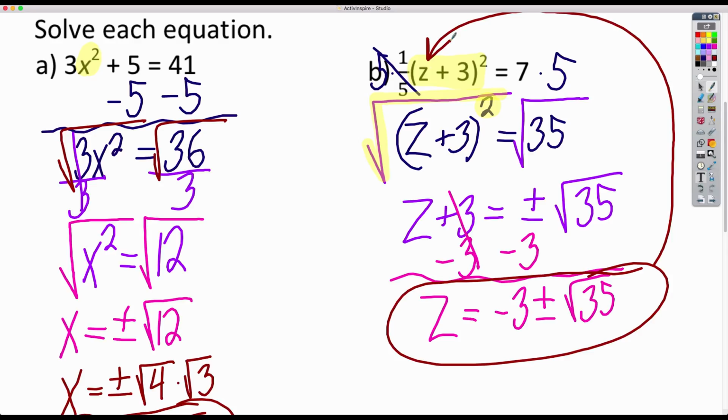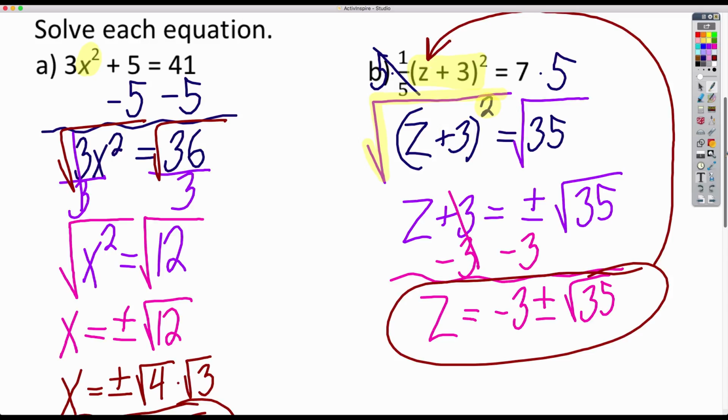Let's estimate that. Let's see, what perfect square is 35 really close to? So the square root of 35 should be more than 6 or less than 6? Little, like a hair less than, right? So let's see, if negative 3 plus approximately 6, we'd be about 3. And if we did negative 3 minus about 6, it'd be negative 9. So if we graph this, it should cross at negative 9 and 3. We didn't even need a calculator.